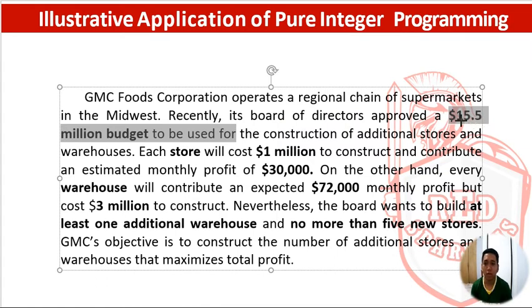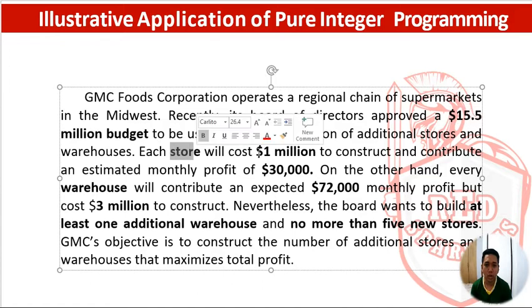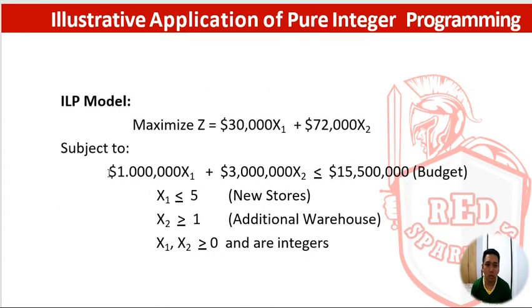Meaning to say, it's a constraint. Paano siya naging constraint? Kasi nga ang isang store ay 1 million, tapos yung isang warehouse ay 3 million. We could have a constraint of 1 million x1 plus 3 million x2 should be less than or equal to 15,500,000. Ibig sabihin, hindi tayo pwedeng lumaki sa 15,500,000.